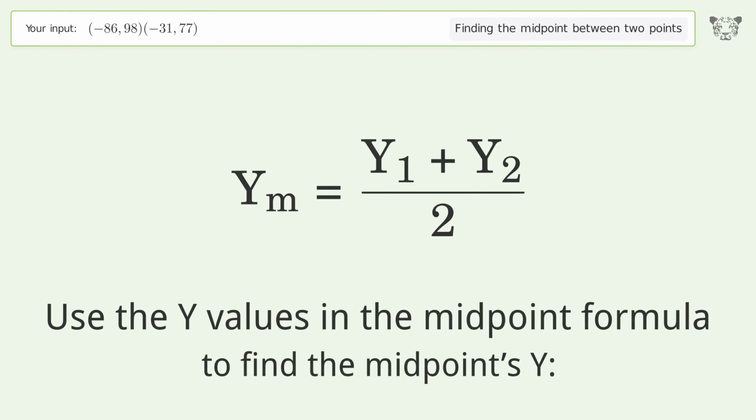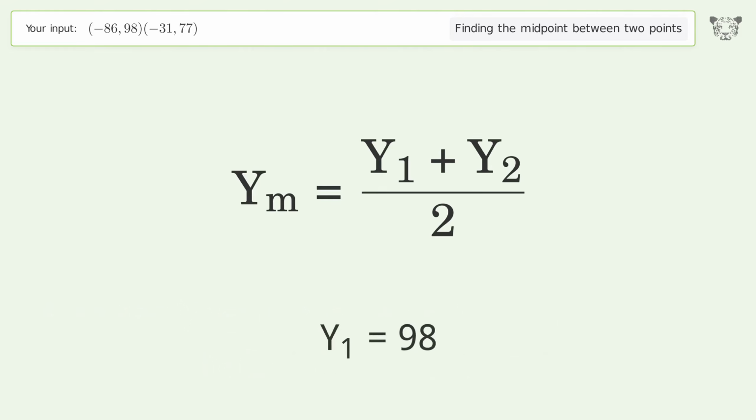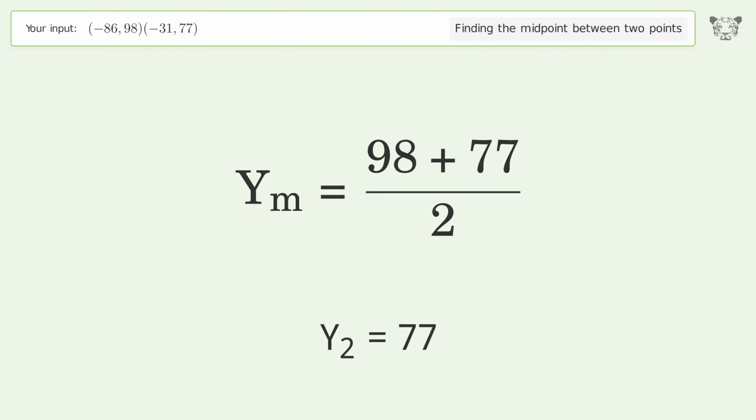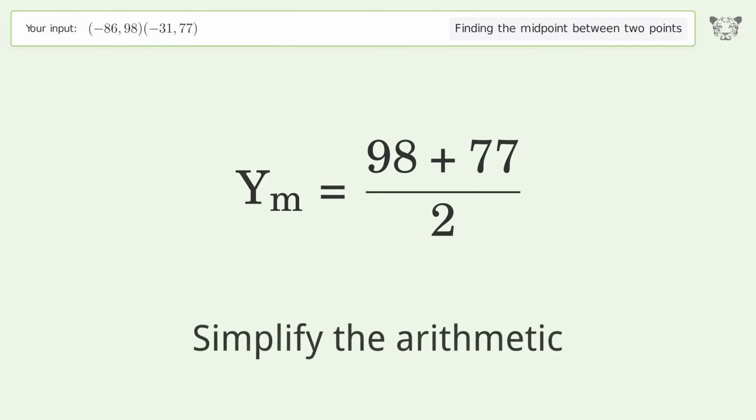Use the y values in the midpoint formula to find the midpoint's y. y1 equals 98. y2 equals 77. Simplify the arithmetic.